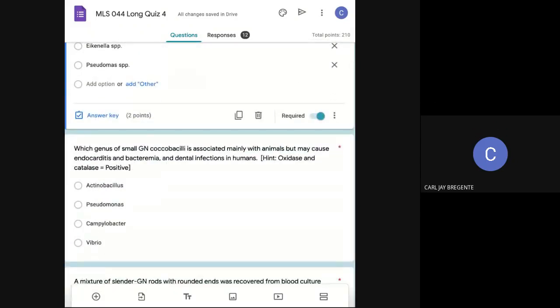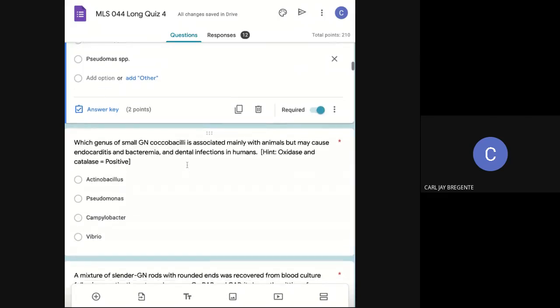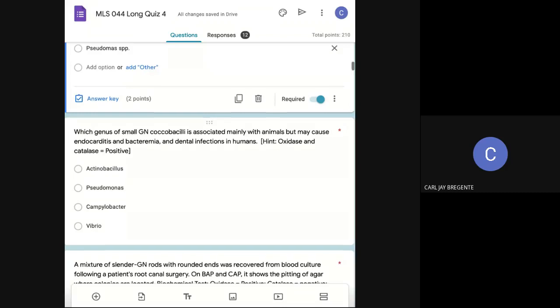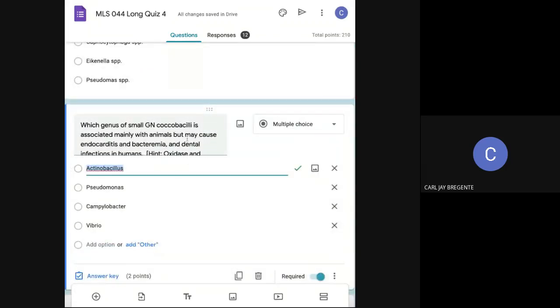Which genus of small gram negative coccobacilli is mainly with animals but may cause endocarditis, bacteremia, and dental infection? So you have there the hint oxidase test positive and catalase positive. So the answer is Actinobacillus.